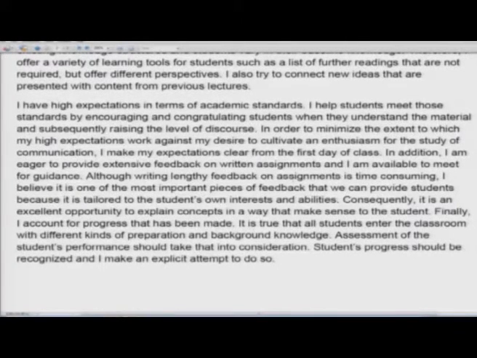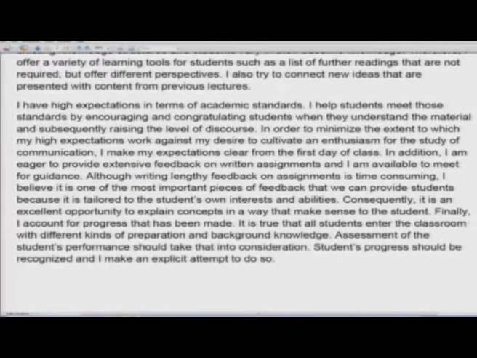Although writing lengthy feedback on assignments is time consuming, I believe it is one of the most important pieces of feedback that we can provide students, because it is tailored to the students' own interests and abilities. Consequently, it is an excellent opportunity to explain concepts in a way that makes sense to the student. Finally, I account for progress that has been made.